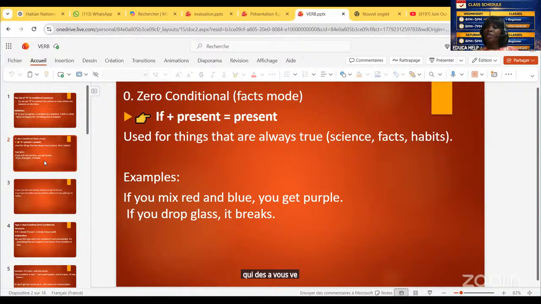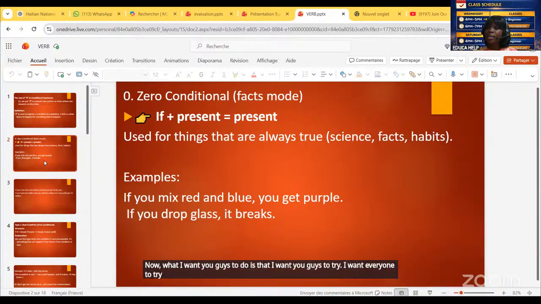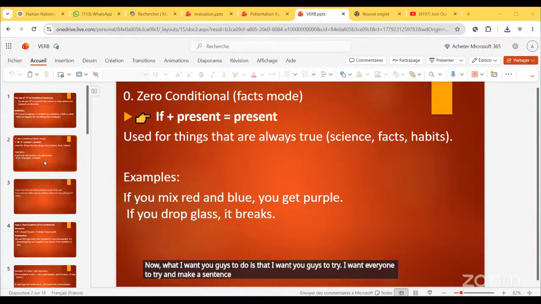Now, what I want you guys to do is to try. I want everyone to try and make a sentence using the zero conditional.